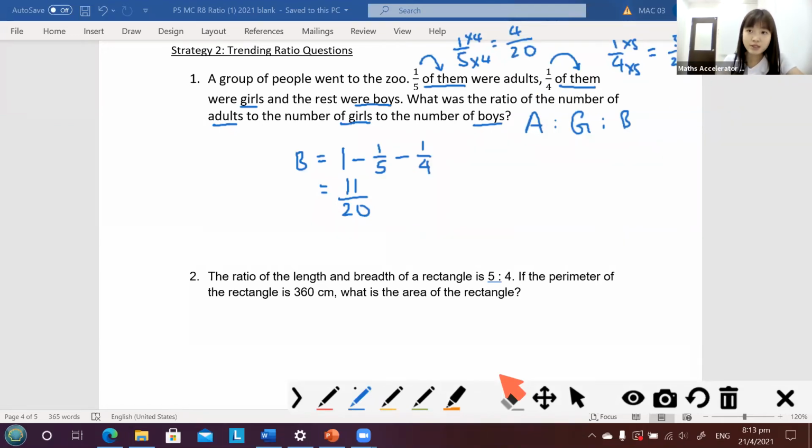So denominator 20 tells you that all the people will be 20 units. The adults will be 4. The girls will be 5. And the boys will be 11. So what is your ratio for adults to girls to boys? Can you type into the chat? Okay, ratio adults to girls to boys.